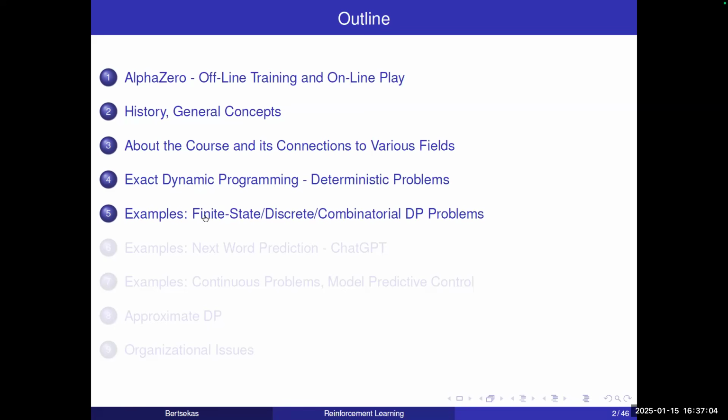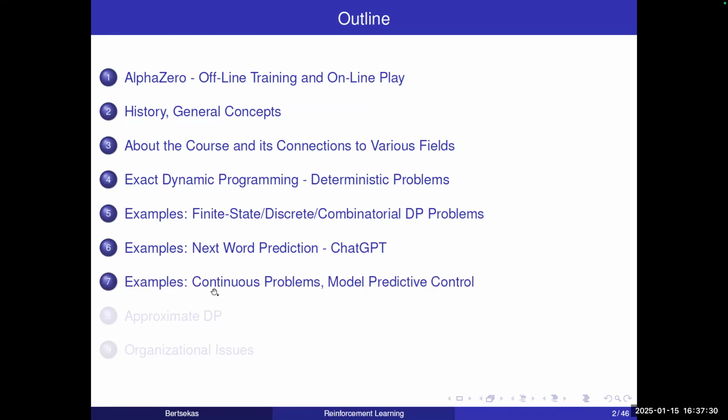And we're going to give some examples of dynamic programming and how it works. We're going to have an example on a finite state problem, representative of combinatorial optimization, with the traveling salesman problem in particular. Another example having to do with next word prediction and ChatGPT. Then we're going to talk about problems with continuous state space and the methodology of model predictive control, which is a dominant design methodology for control systems. Then we're going to talk about approximations, what we approximate in dynamic programming. And finally, issues that are specific to how this course is going to be run.